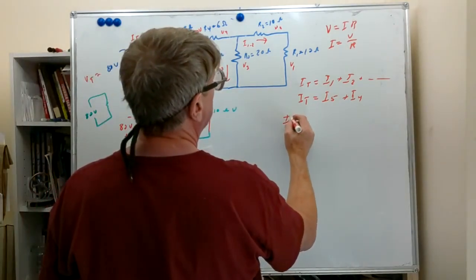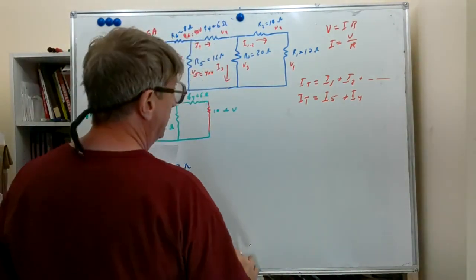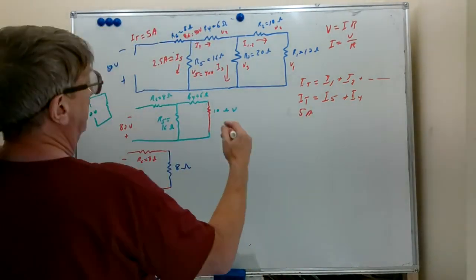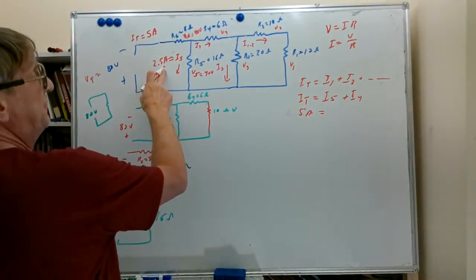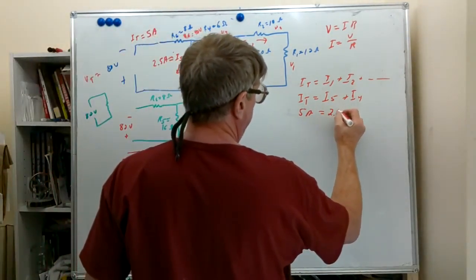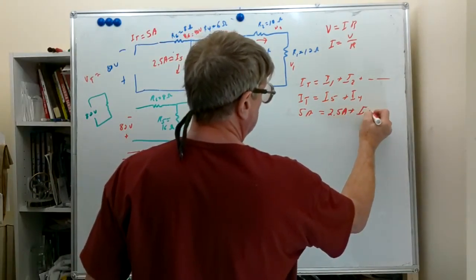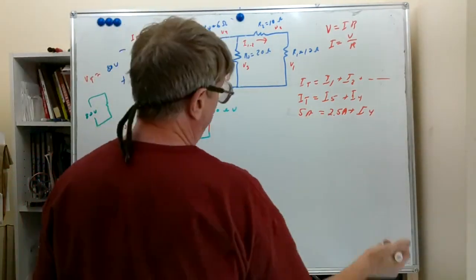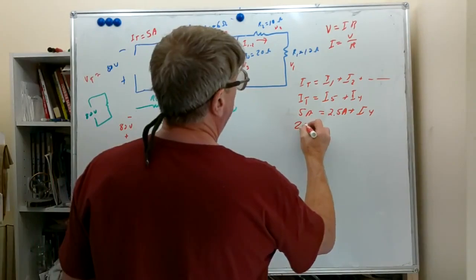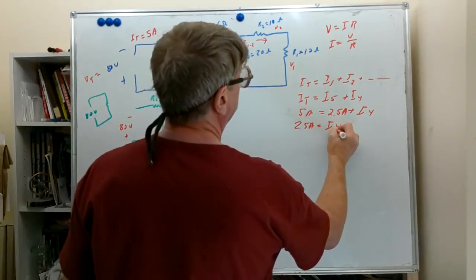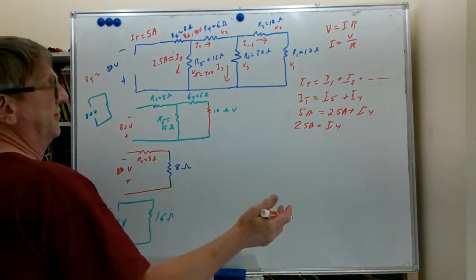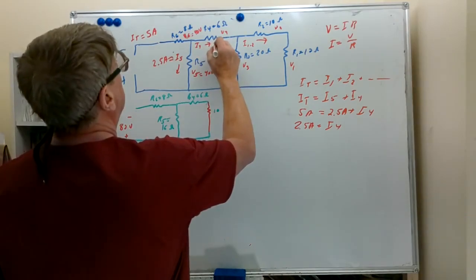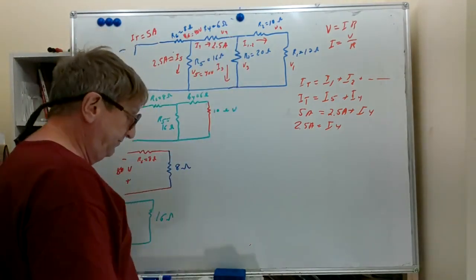So let's write it out there. Substituting the values right here. I total, 5 amps, which we got from right there, is equal to I5, which is 2.5 amps, plus I4. Now we're going to subtract the 2.5 amps from both sides. 5 minus 2.5, 2.5 amps is equal to I4. We used our current summation rules here. So I4 was now 2.5 amps. We're getting closer and closer here.